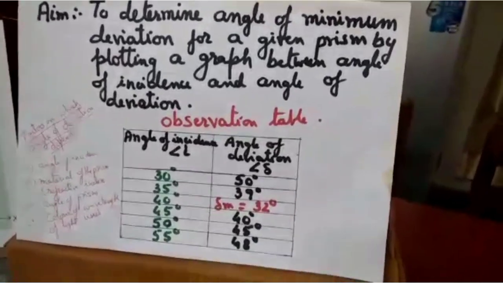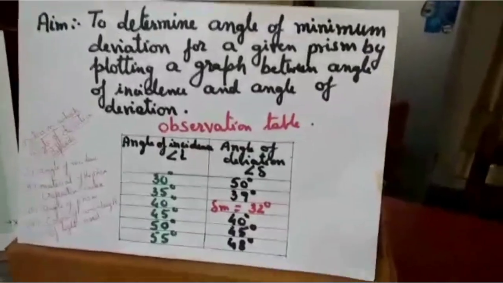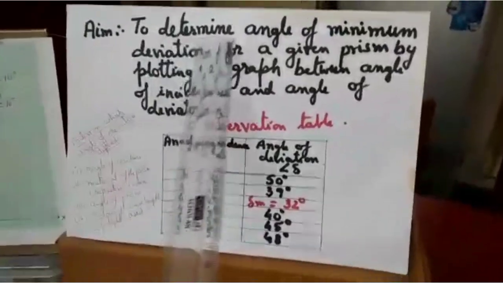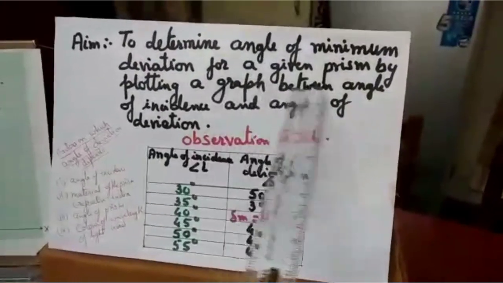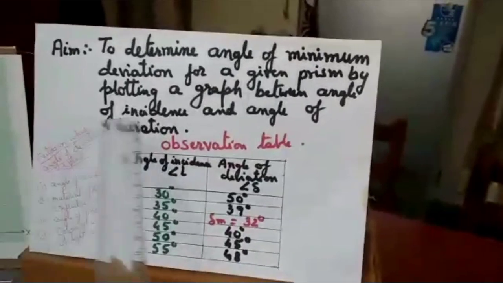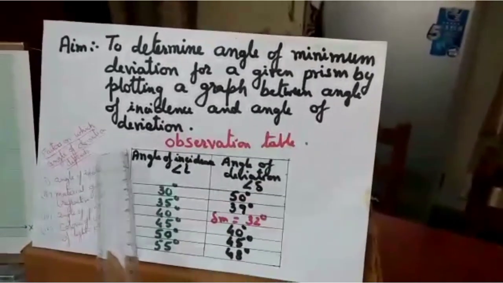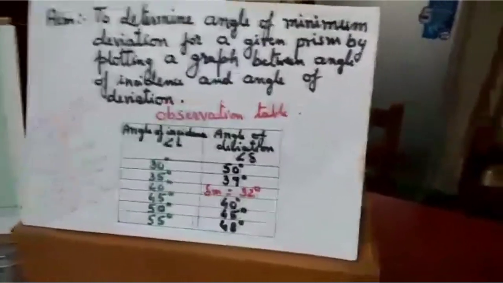The initial portion can be used by class 10 students as well. The aim of our experiment is to determine the angle of minimum deviation for a given prism by plotting a graph between angle of incidence and angle of deviation. Now, let me give some introduction.